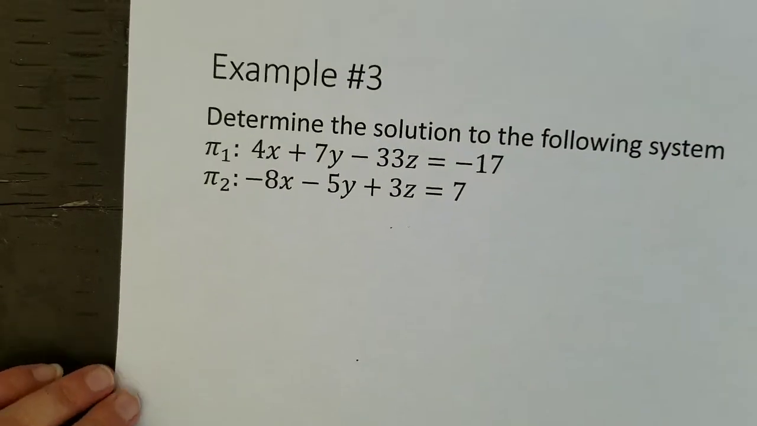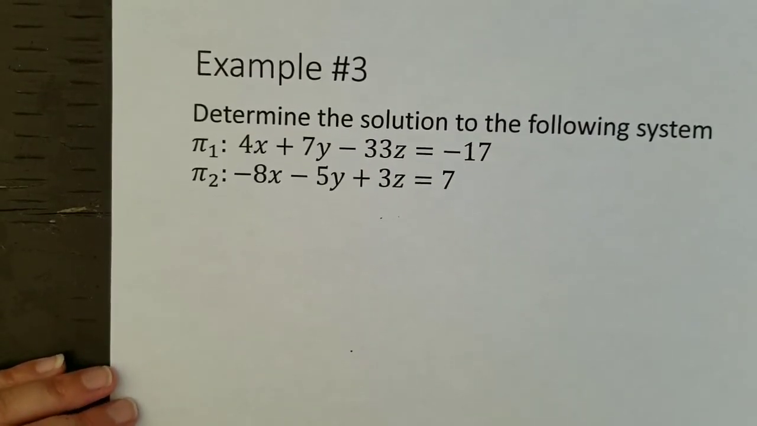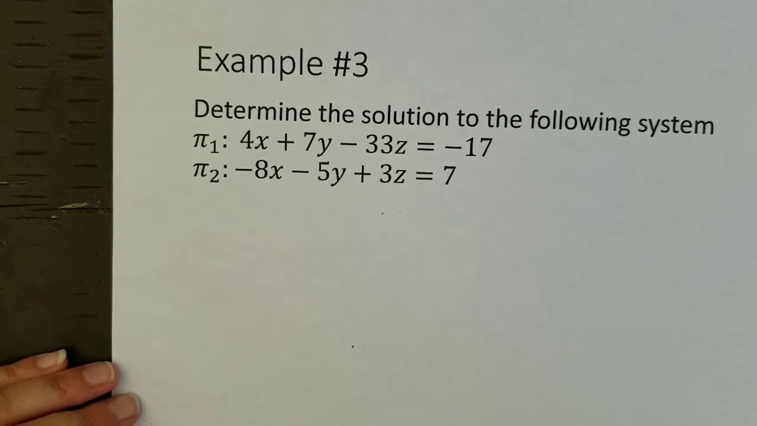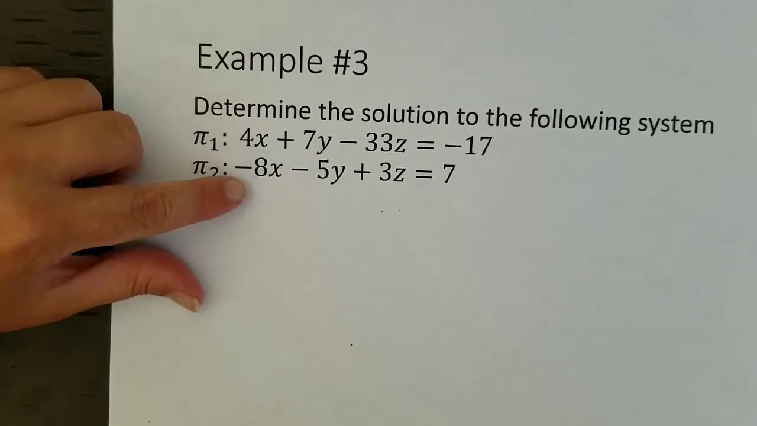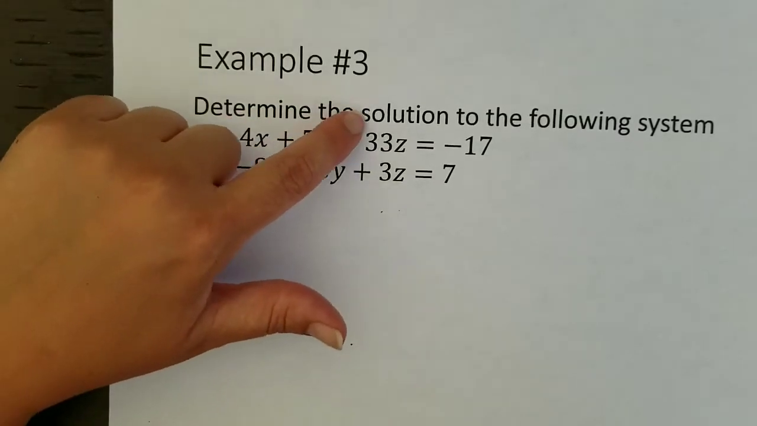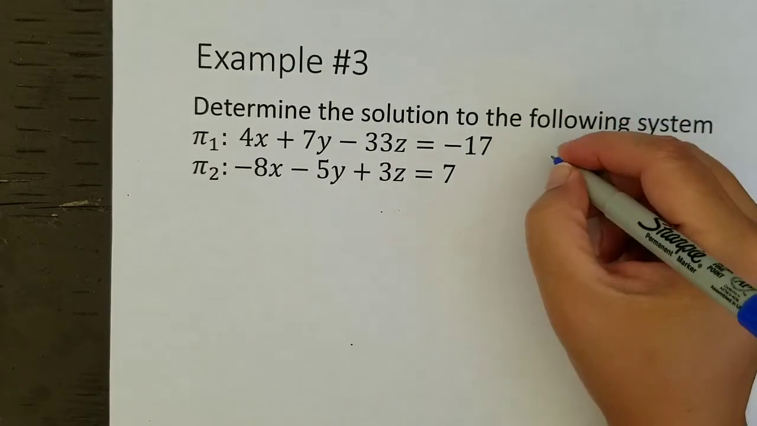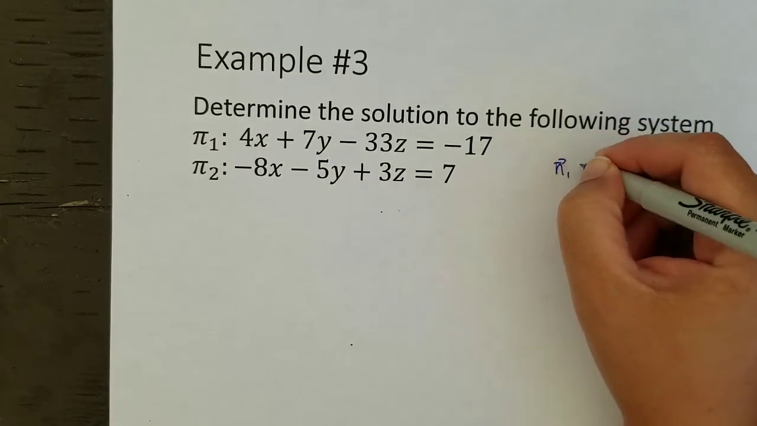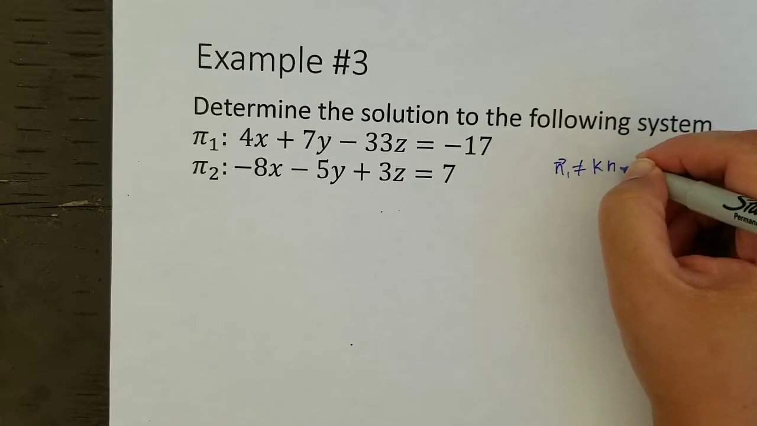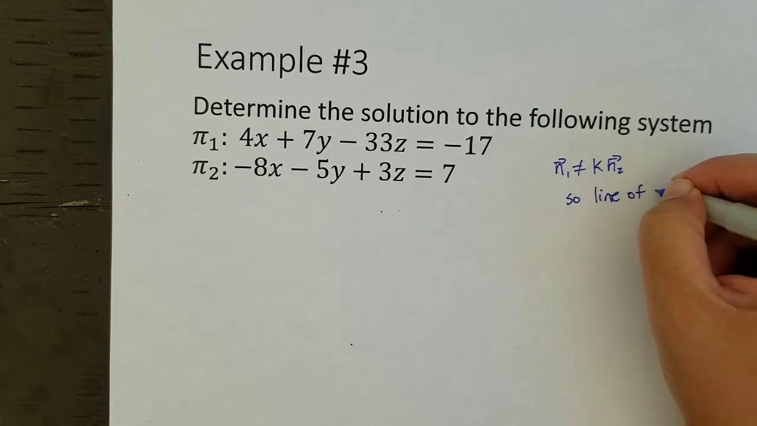The last one, you can probably guess that now we're getting into that first case where we actually have to do some solving. So here we can see, I think pretty clearly, that that would be double, but that's definitely not related. So we're not going to have a parallel normal situation. So we can say right away, n1 does not equal k times n2, so there's a line of intersection.